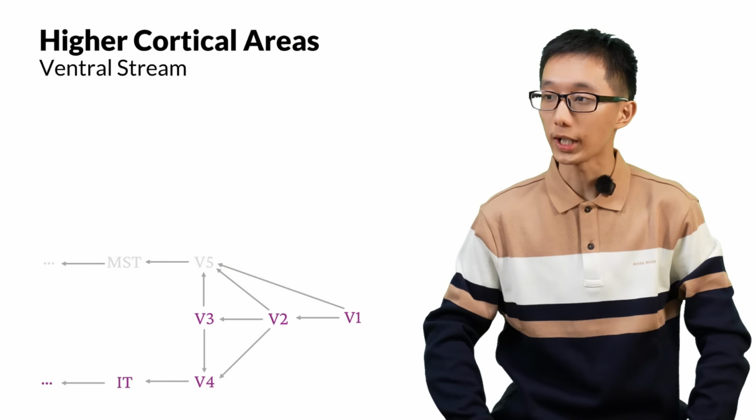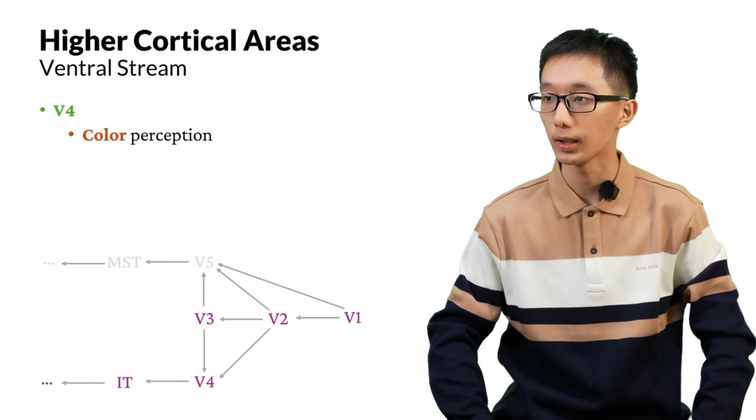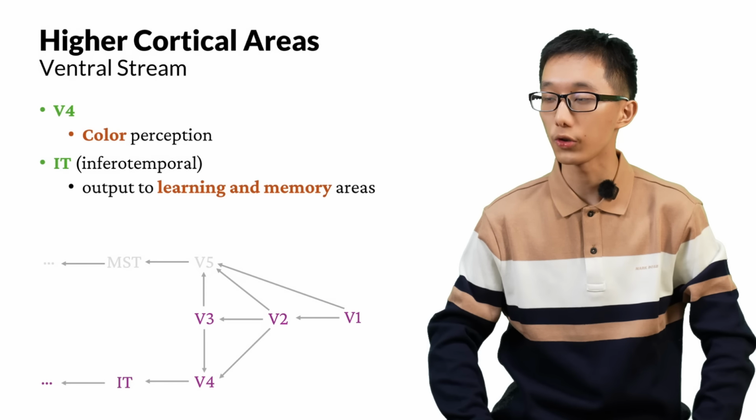Now in the ventral stream, we have V4, which is important for color perception, and the inferotemporal IT area, which has output to learning and memory areas. The communication to learning and memory areas is very important because when we see something, the only way that we can recognize it is by remembering it.